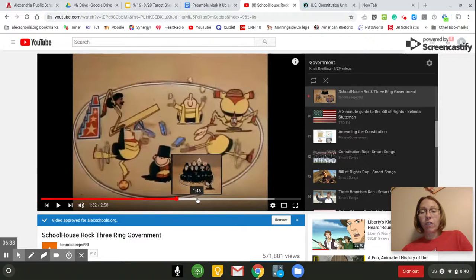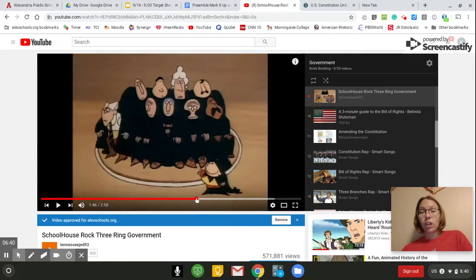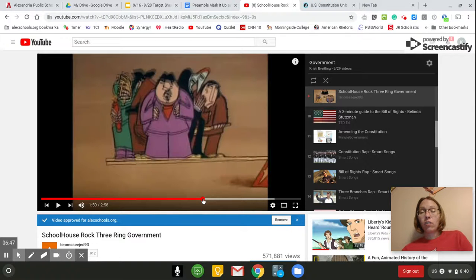Then we have our judicial branch, and they weigh your rights. That's what you can see here, the rights versus the evils, the wrongdoings. So wrongdoings versus your rights.